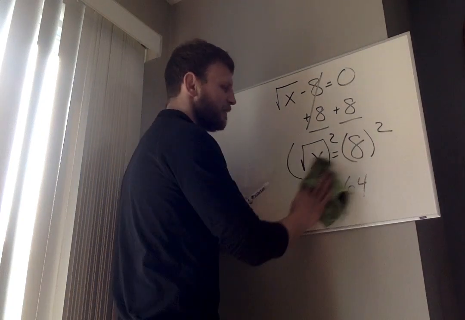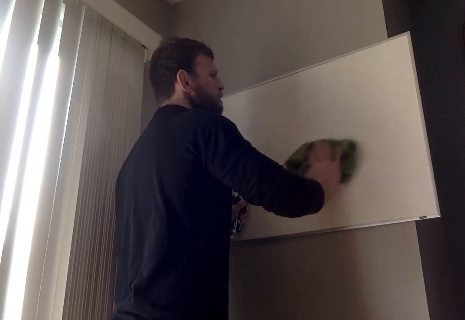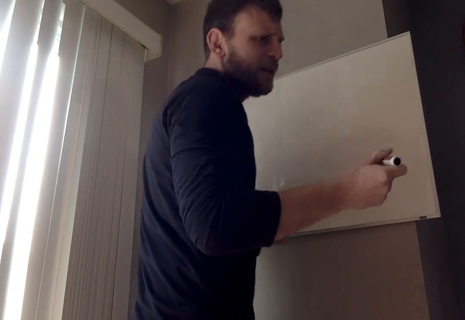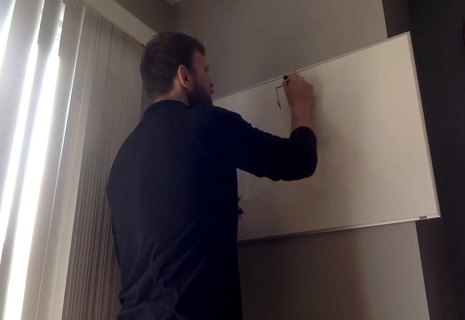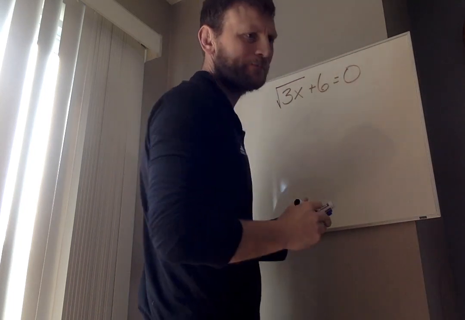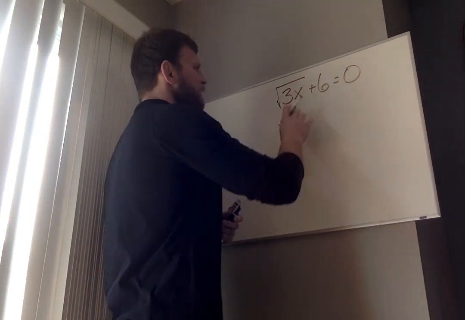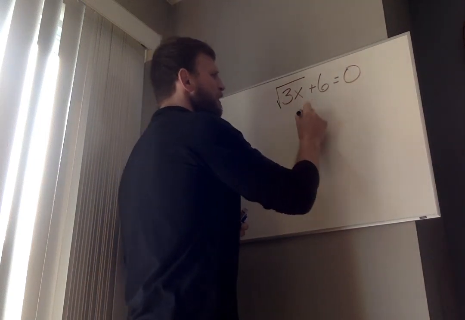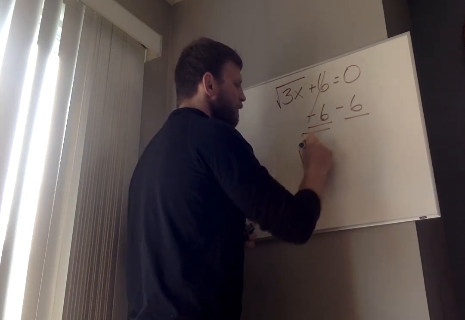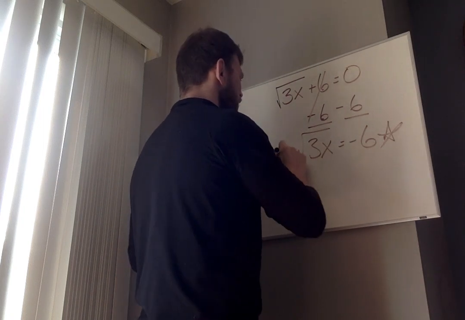All right. So let's erase that and let's go on to the next problem. So the next problem here says the square root of 3x plus 6 equals 0. All right, so again, I'm going to try and get this by itself. So I'm going to do that by subtracting 6, and that gives me the square root of 3x equals negative 6. Now I have to be careful here.